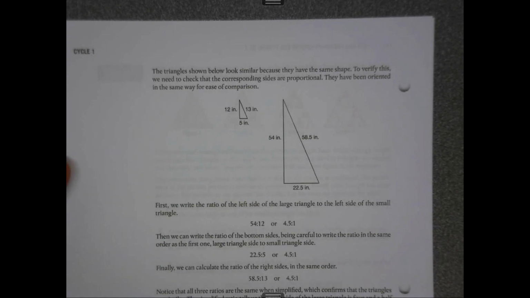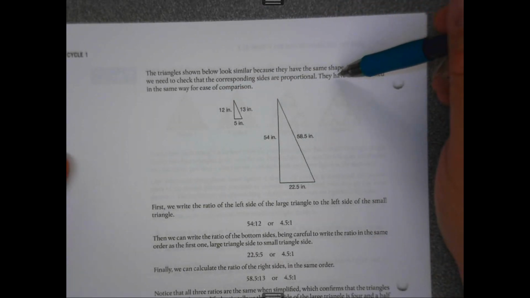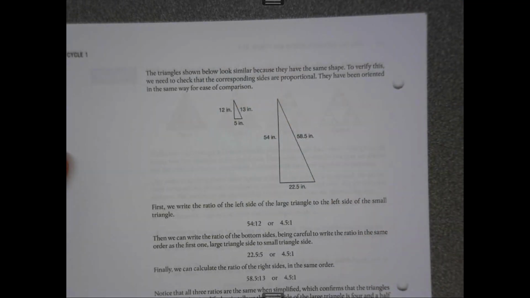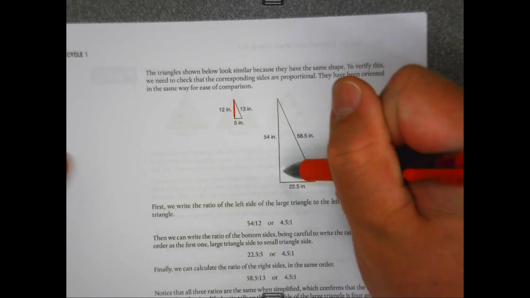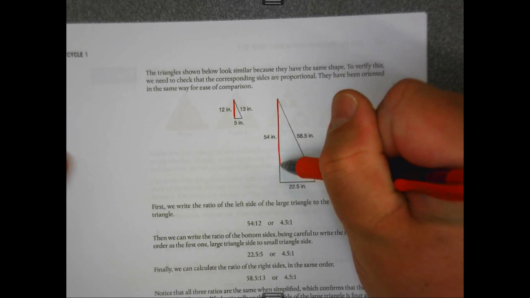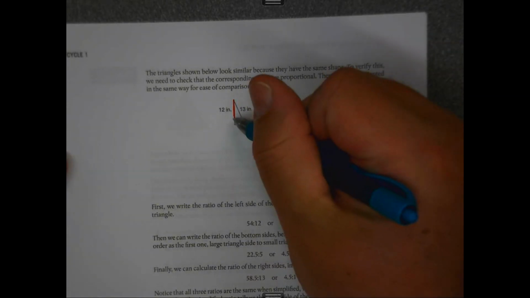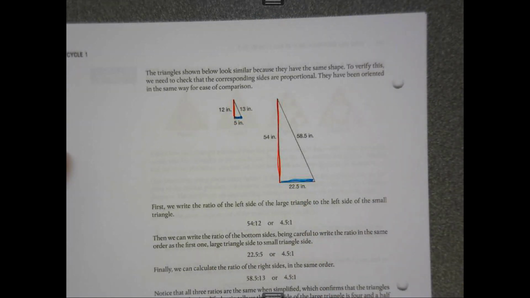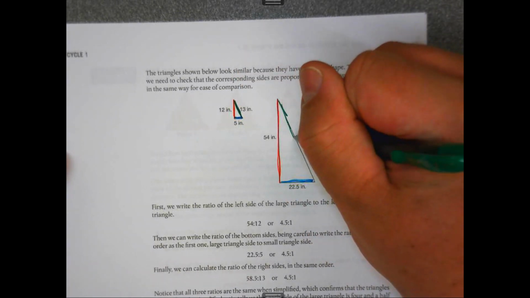Okay. Triangles shown below look similar because they have the same shape. To verify this, we need to check that the corresponding sides are proportional, that they have to be oriented in the same way. So if I'm looking at this, here's my height coming off that right angle, so that's going to match up with this side of the large triangle. The base is going to match up with this base, and it looks like a right triangle. So this hypotenuse looking side has to match up with that one.